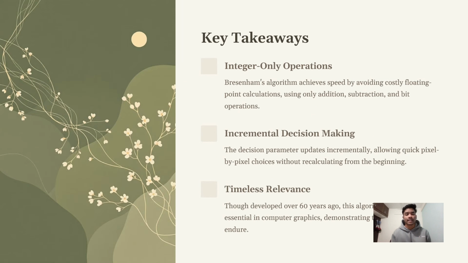Going towards the key takeaways, to summarize, Bresenham's algorithm avoids floating point math, making it super fast. It uses incremental updates, making it efficient for computers, and it remains relevant today because it's simple, elegant, and effective. That's why it's considered a classic algorithm in computer graphics.